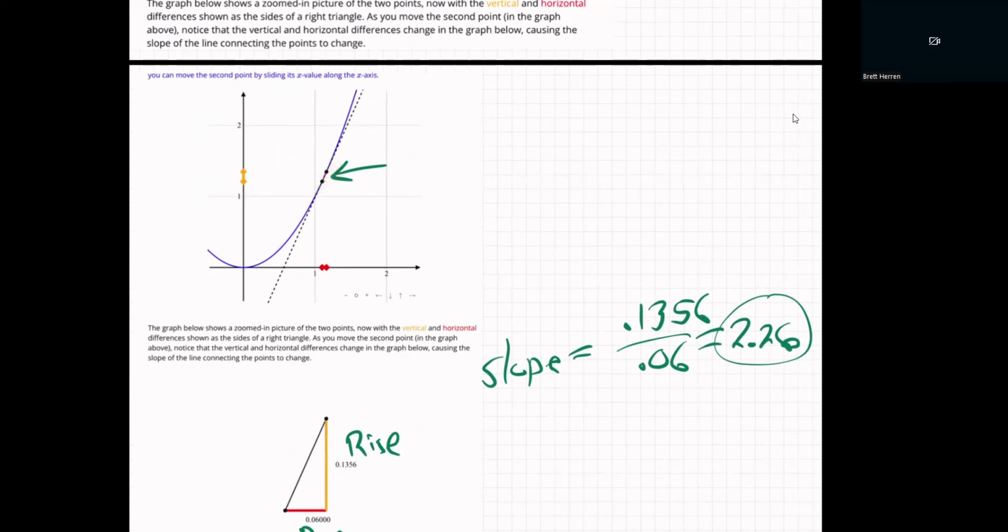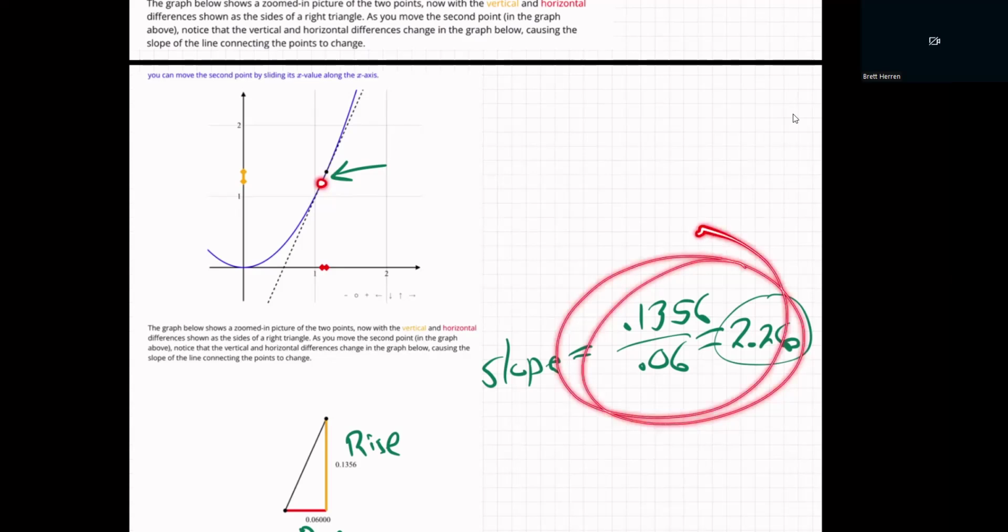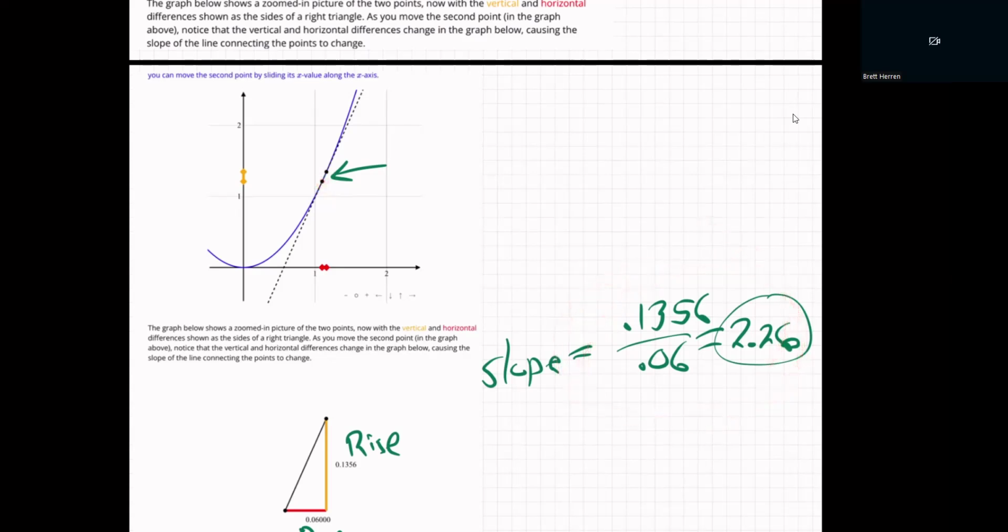And what we're going to learn is you actually have to take the limit as the second point gets infinitely close to the first. Then you can calculate the exact slope at only one point. We're just estimating right now. That's the big idea of what's called a derivative, a slope at only one point. And so that's all we have to do on this problem.